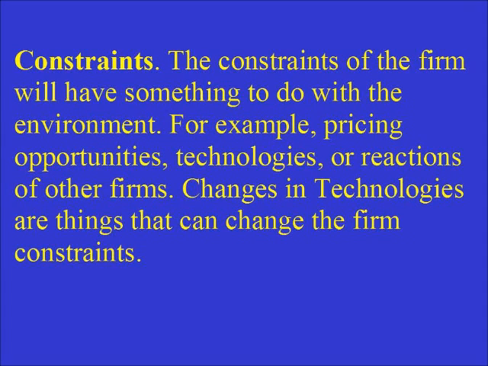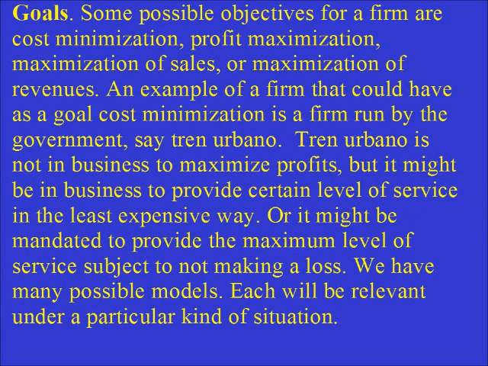The constraint of the firm will have something to do with the environment they're in. For example, opportunities, technologies, or reactions of other firms. Changes in technology that can change the firm's constraints. Under utility theory, the goal of the consumer was to maximize his satisfaction or utility. The firm is a little more heterogeneous in what its goals might be. Some possible examples of this might be profit maximization, cost minimization, sales maximization, revenue maximization.